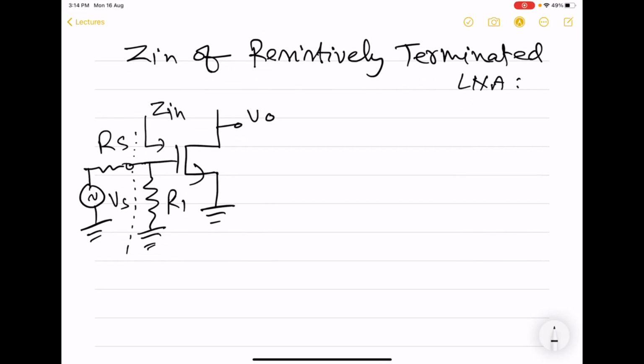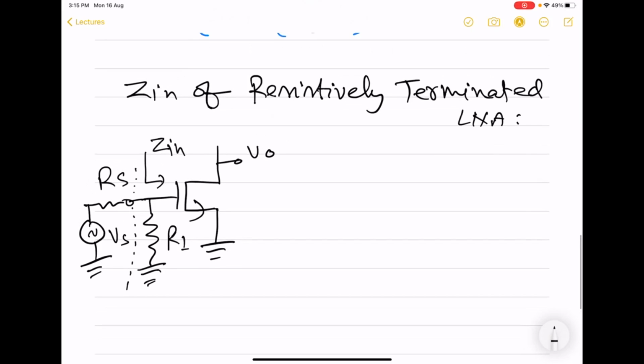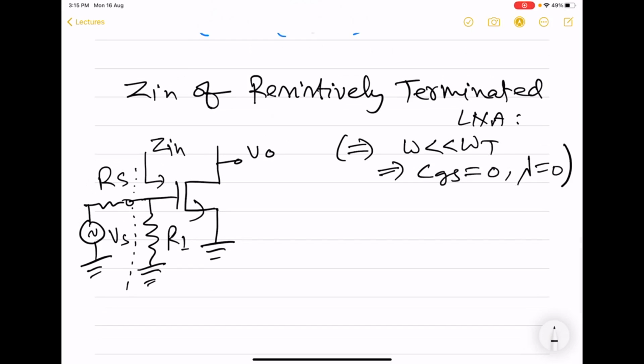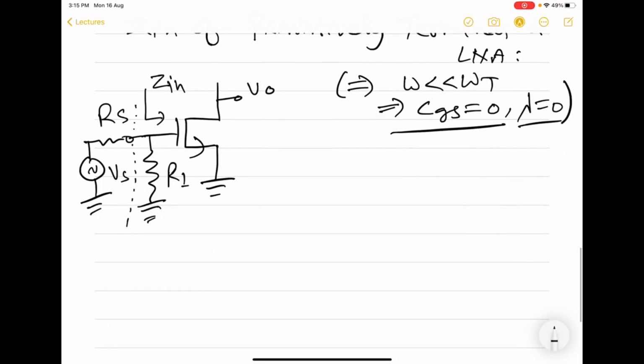So what we will have to do is substitute this MOS by a small signal model. And from this previous discussion, you can know that whenever we are talking about resistively terminated case, this automatically implies that we have this scenario, and which will allow us to make CGS equal to 0. And we are going to neglect the channel length modulation just to keep the analysis simple. So these are the condition 1, condition 2. Under these two conditions, we are going to find out Z in and the noise factor.